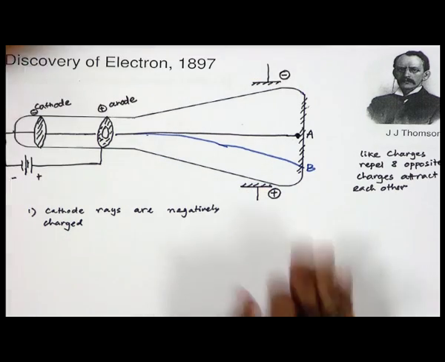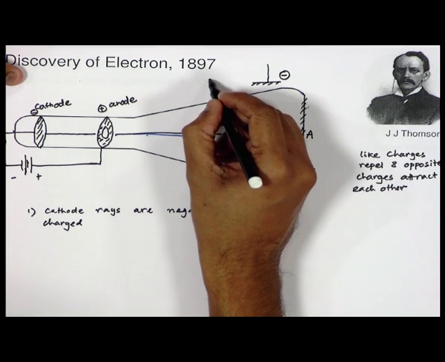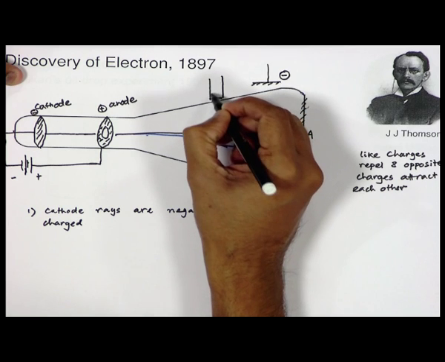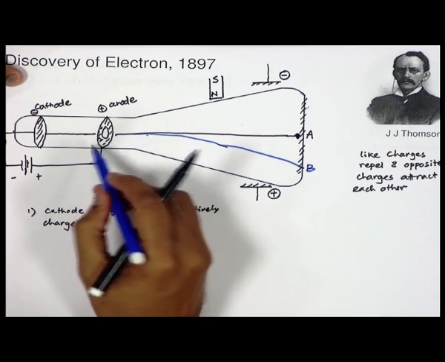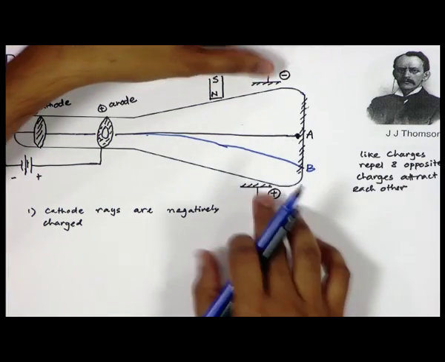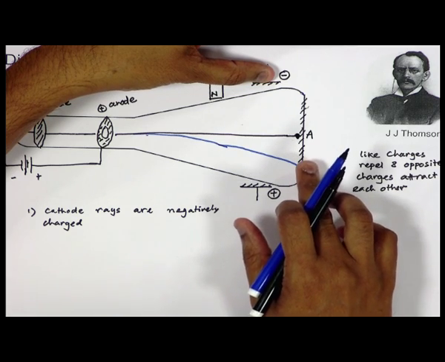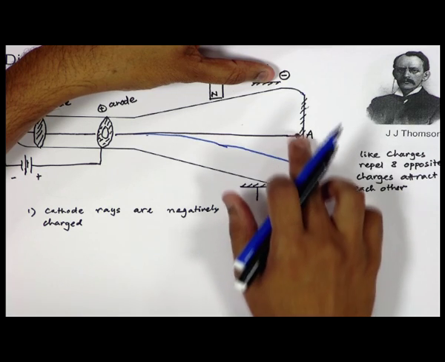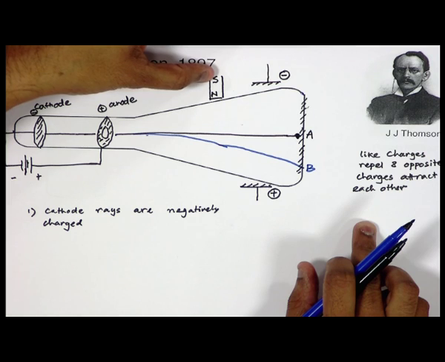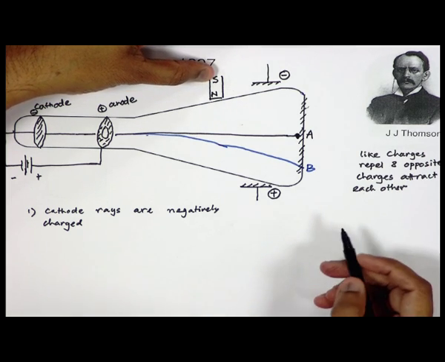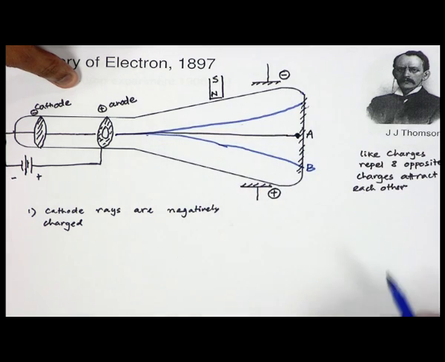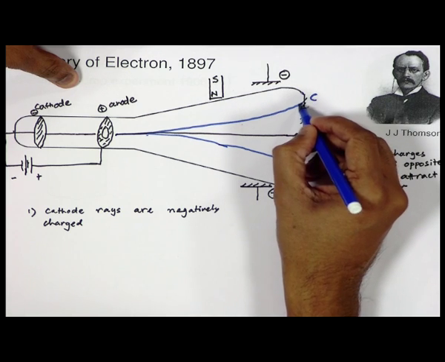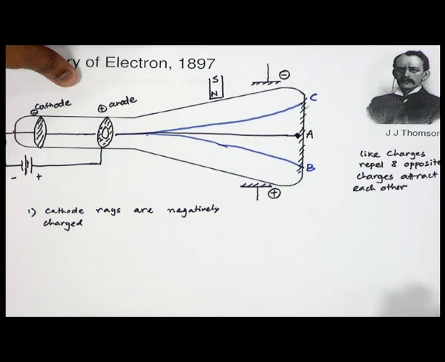He then switched off this electric field, and what he did was to introduce a magnetic field. Let us assume that he used a magnet in this manner. Since he switched off the electric field, the cathode rays, instead of hitting the screen at point B, came and hit the screen at point A. Now, by introduction of a different field, this time a magnetic field, the cathode rays again get deflected, but this time in the opposite direction. Let us call the point where the cathode rays hit the screen point C.